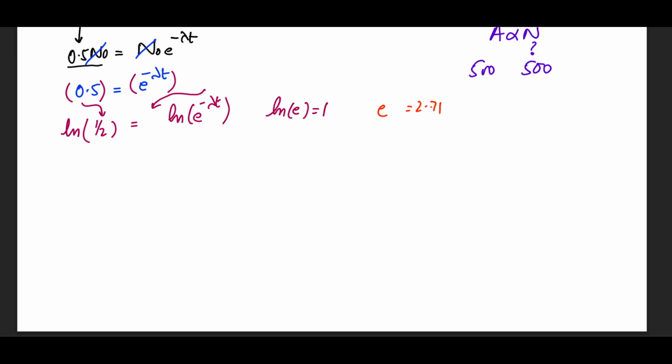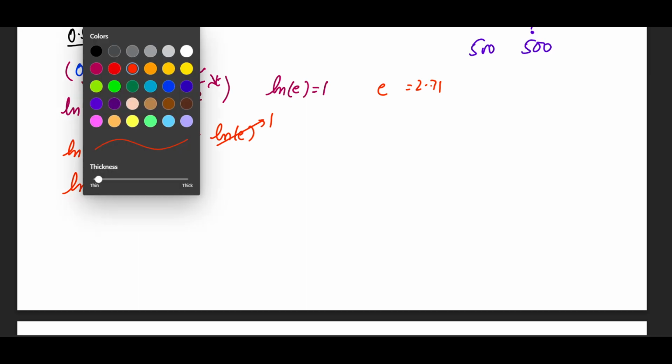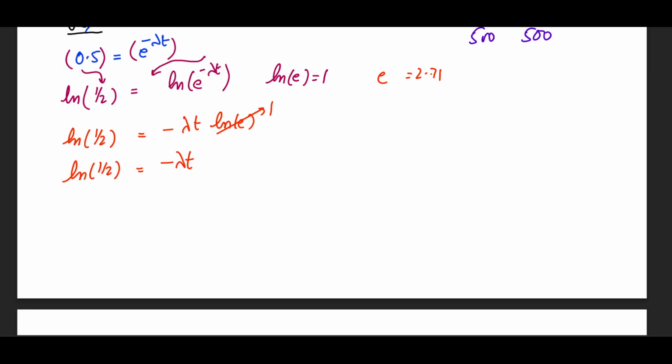So what are we left with? We are left with ln of 1 over 2 equals negative lambda t ln of e. This is going to become 1. We are left with ln of 1 over 2 equals negative lambda t. Now you can calculate this ln of 1 over 2, and you will find that the answer is negative 0.693 equals negative lambda t.